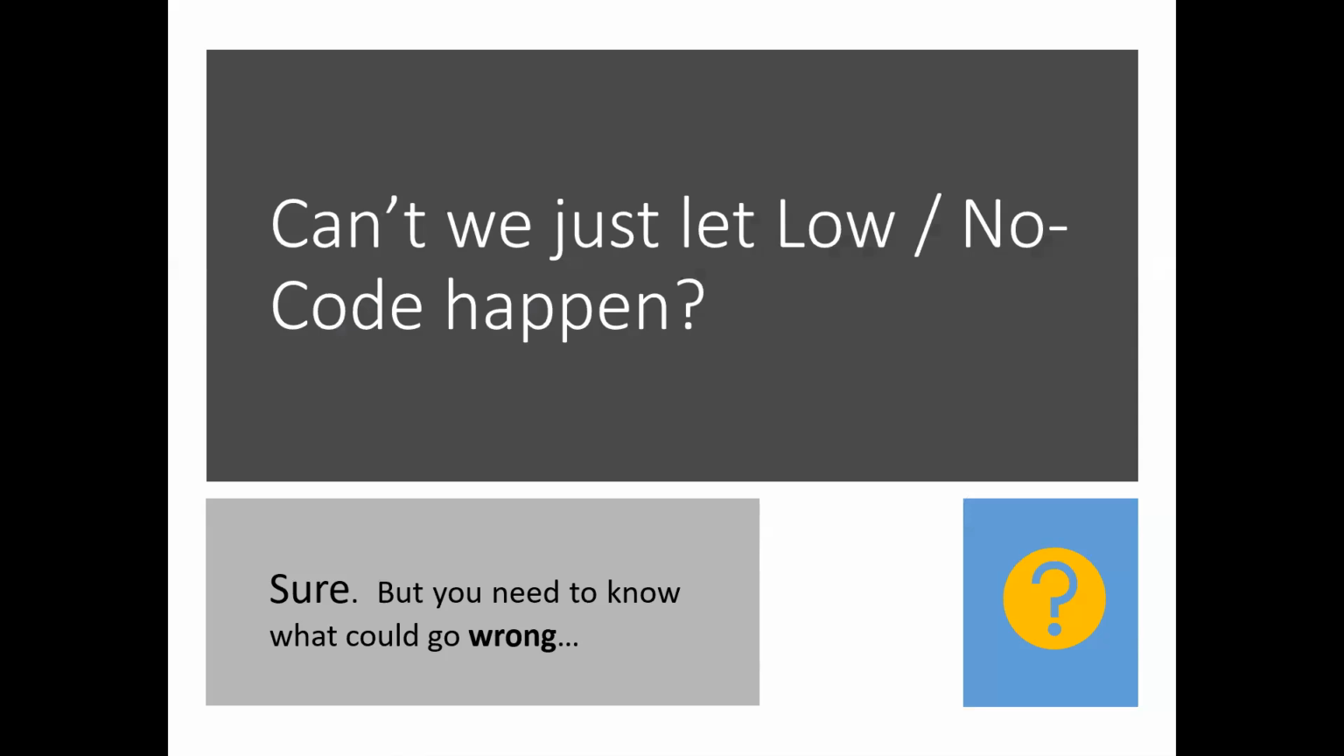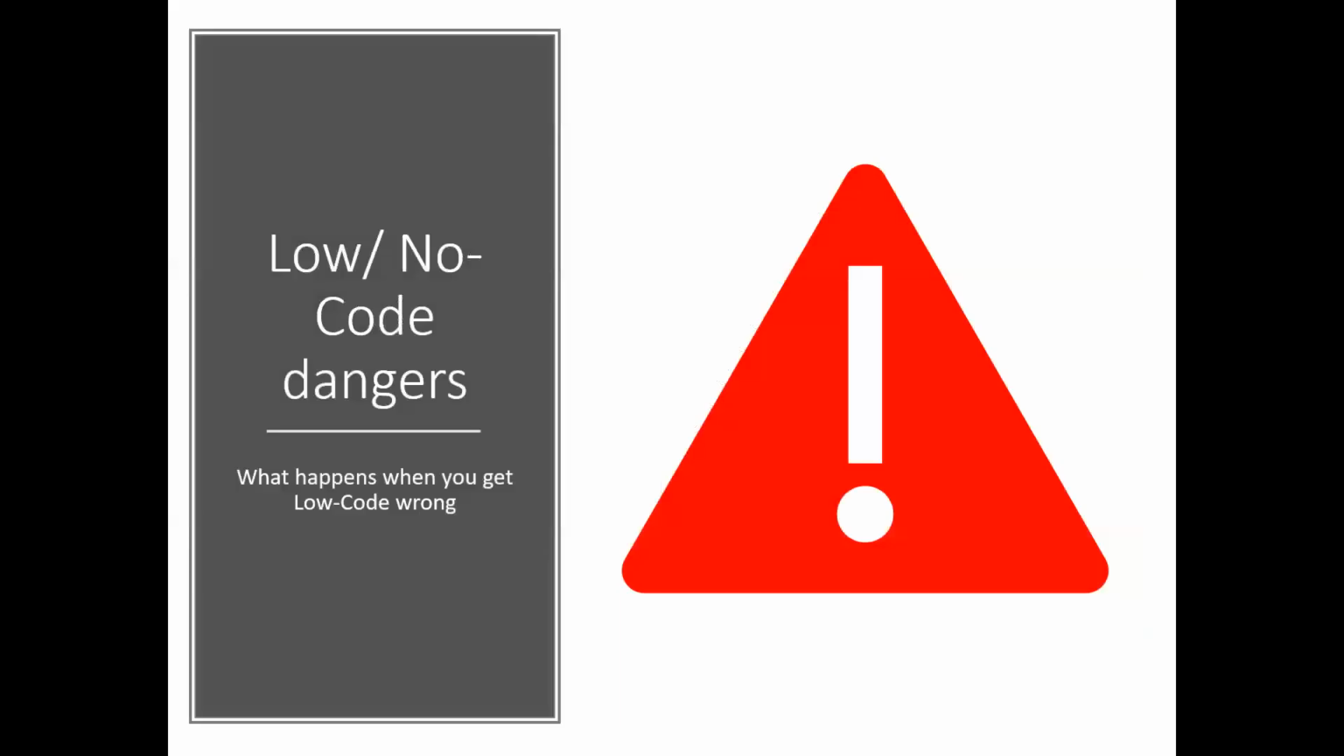We see this a lot as a consulting organization. Organizations have just allowed low code, no code to sort of happen. And what we find is sometimes it's not a pretty picture because there are some real gotchas that can happen. I'm going to show you what we've seen over the last 12 years and maybe give you some pointers on how you can avoid some of those pitfalls. So what happens when you get low code transformation wrong?